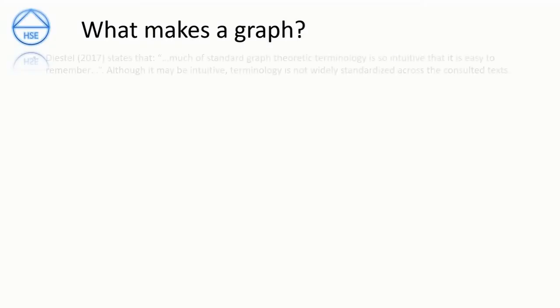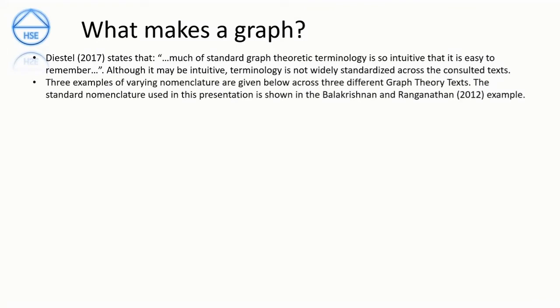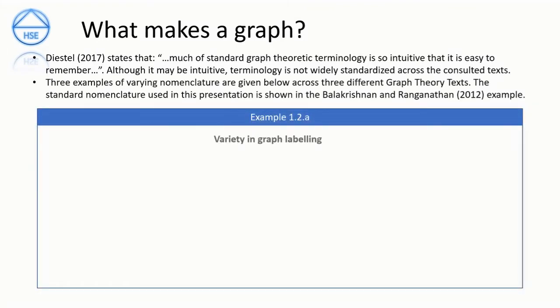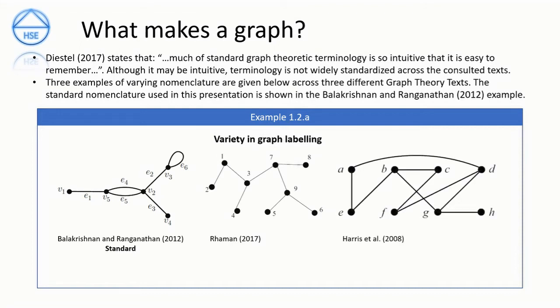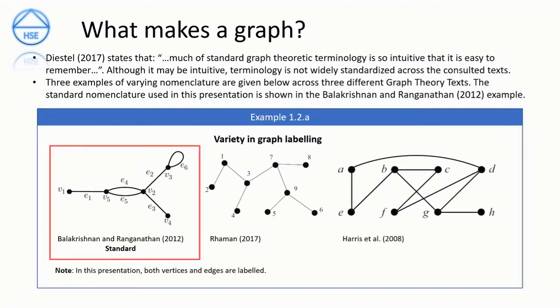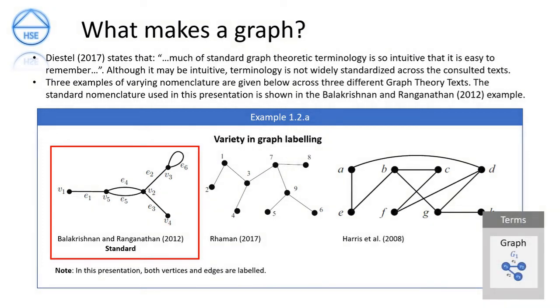What makes a graph? Diestel 2017 states that much of graph theoretic terminology is so intuitive that it's easy to remember. Although it may be intuitive, terminology is not widely standardized across the consulted text. A good example of variation in concepts, where the concepts are different but they are still correct, can be seen in diets. We've seen the combinatorial complexity of diets explode in the 21st century. Everything from carnivore, meat-only diets to paleo, whole foods, vegan, vegetarian, situational vegans, supplement diets, etc. If relationships between people and foods were sets, then the diets would be functions and relations.